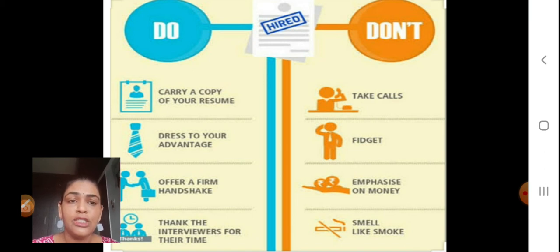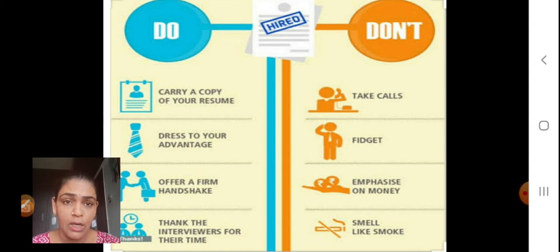Then thank the interviewers for their time. Before leaving, after your interview finishes, do not forget to thank the interviewers because they have taken a lot of time, they have studied your resume, and they have spent a lot of time for you. So do not forget to thank. Your interview may be good, may not be so good, but at the same time, do not forget that you have to be polite. Now let's talk about the don'ts.